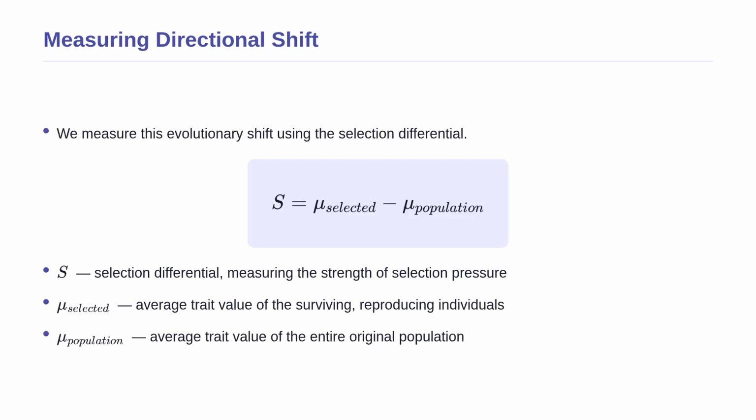Now that we understand how nature pushes traits in one direction, let us look at how we can actually measure this shift mathematically. We use a simple formula to find the selection differential, represented by the letter S. This formula takes the average trait value of the individuals that actually survive and reproduce, called mu selected, and subtracts the average trait value of the original population, called mu population. If S is a large positive number, it proves that nature is strongly favoring a higher trait value, pushing the entire population in that upward direction.